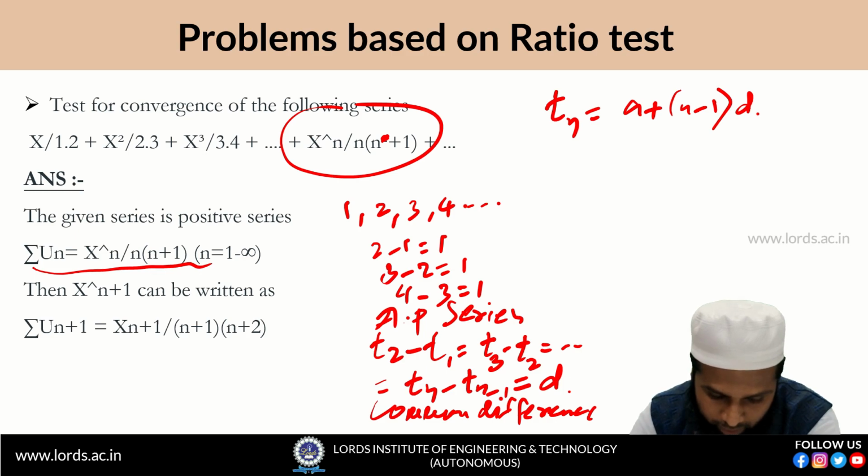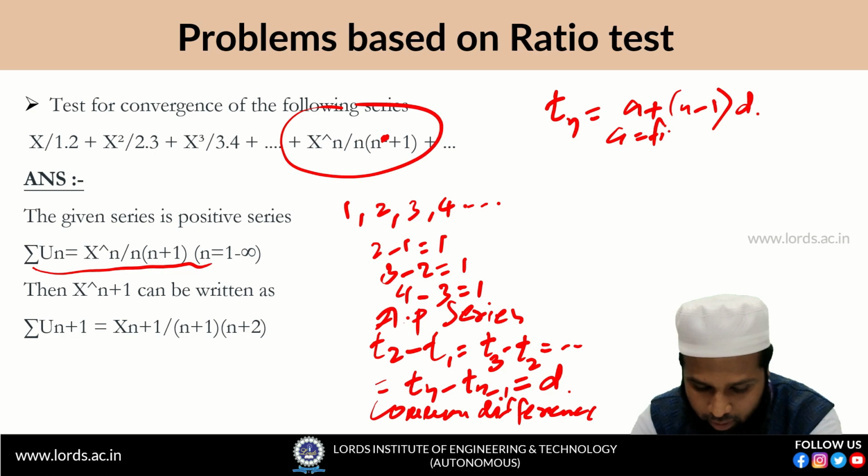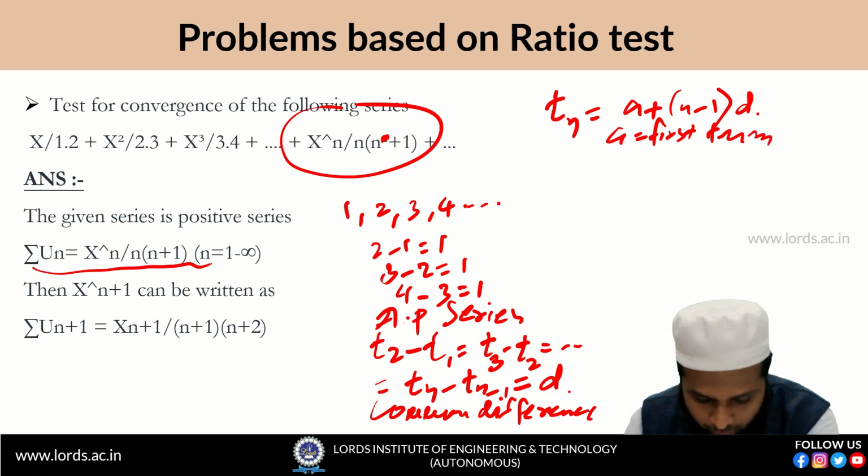Here, what is a? a is nothing but the first term, and d is nothing but the common difference. So here we see d equal to 1 we got. Now a equal to 1 here and d equal to 1.